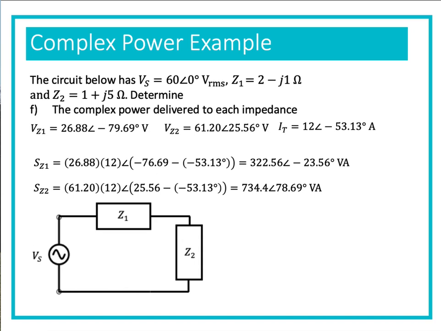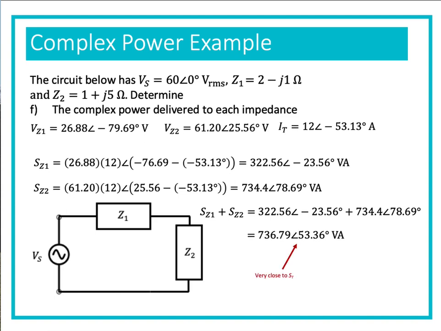Now, what we'd like to do, because I always say that there's not really any good way of knowing if your answers are correct or not, but we know what the total power is. We know what the total complex power is. So we could add these two values together and see if we get the total that we got initially. And when we do that, we add those two polar numbers. I didn't bother to convert them to rectangle. And we get 736.79 at an angle of 53.36. Not exactly it, but really, really close.